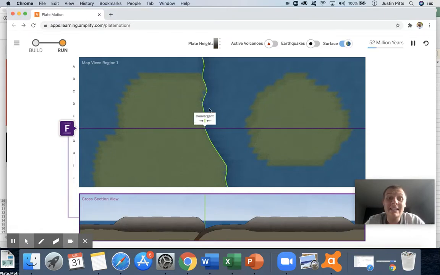This is technically a convergent plate boundary. I see over here that my time is going, I'm at almost 100 million years. Do you see any shifts here? Why do you think that is? What observations do you see? What can you hypothesize or predict is the reason behind that?